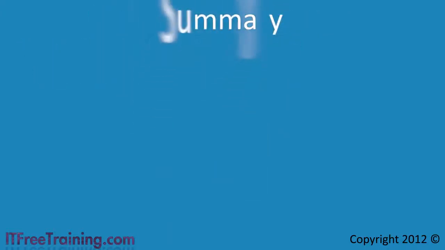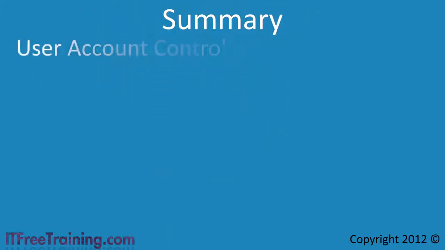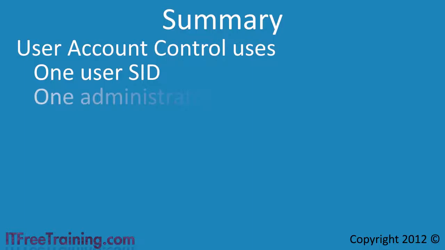To summarize what I have looked at, User Account Control uses two SIDs for users with administrator access. The first is a user SID, and the second is an administrator SID. For normal activity, the user SID is used. This prevents malware and other damaging software from installing itself on the computer.